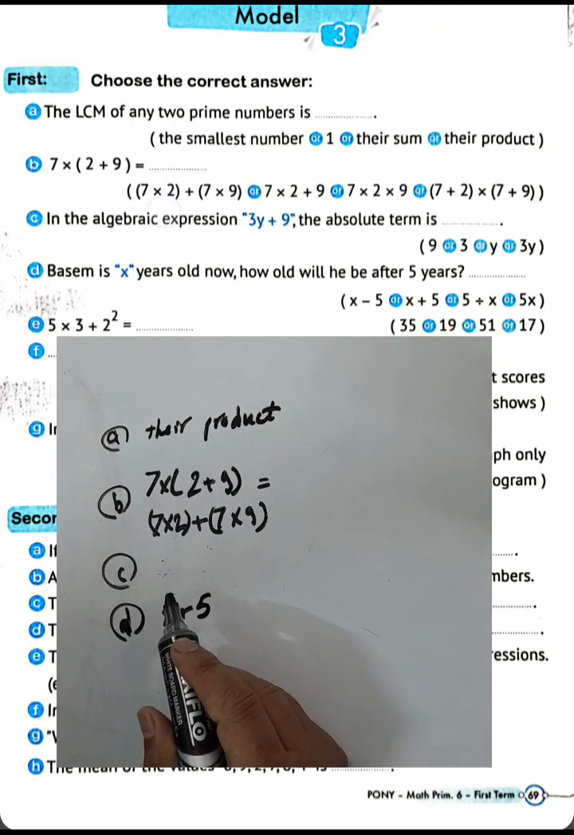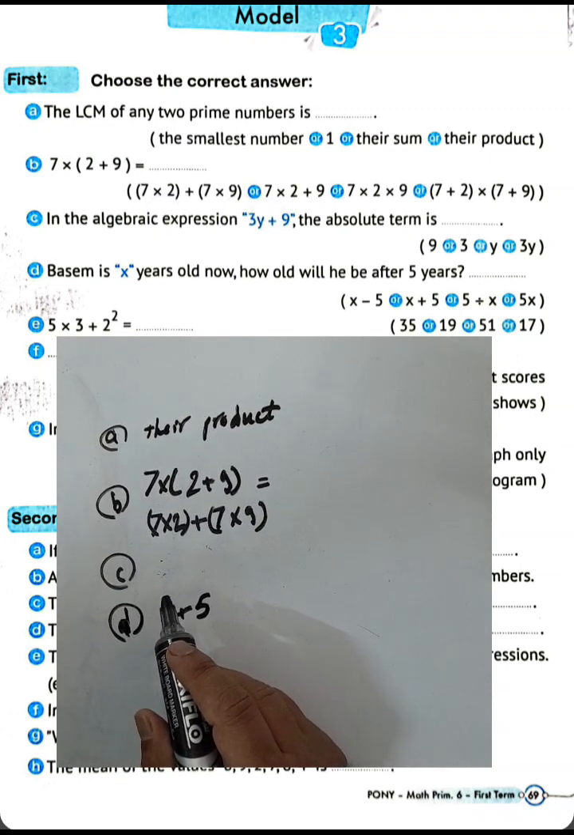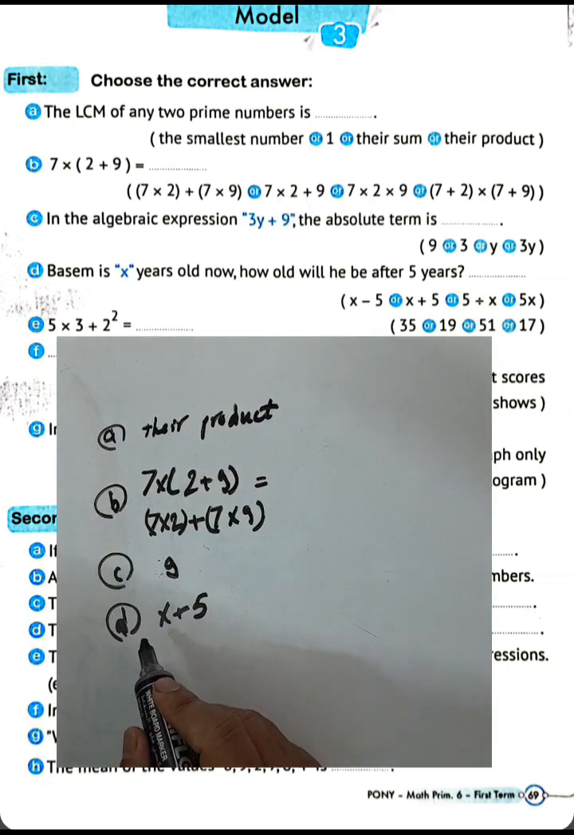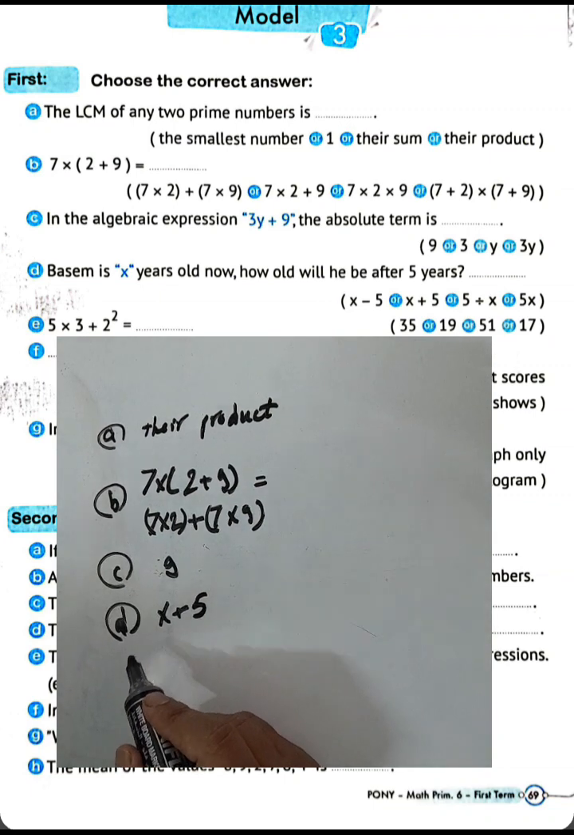In the algebraic expression 3y plus 9, the absolute term here we call the constant term, or coefficient. The term is 9. Write 9 here. We call 9 the coefficient or absolute term.